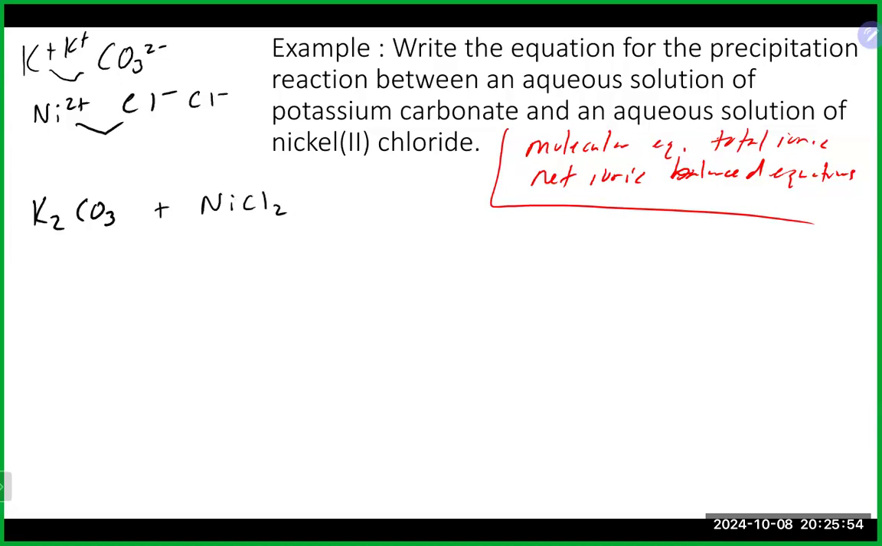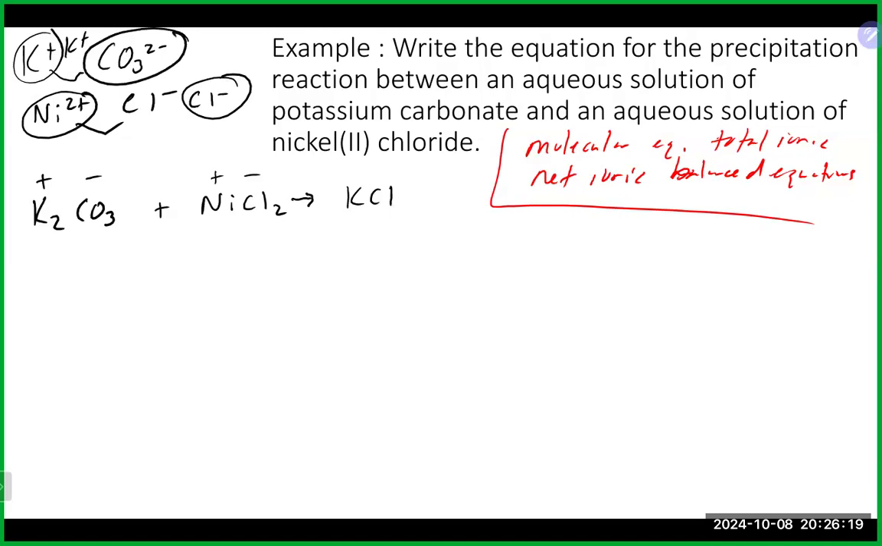At this point, once we have our proper formulas for our reactants, we should be able to identify this as a double displacement reaction because we have 2 ionic compounds. So we're going to switch partners. That means the potassium and the chloride are going to come together, and that's a +1 -1, which will give us KCl. Then the nickel with a +2 and the carbonate with a -2 will come together, which will give us NiCO3 in this case. Any questions on how I got those formulas there?